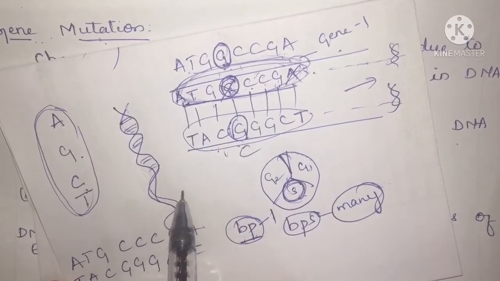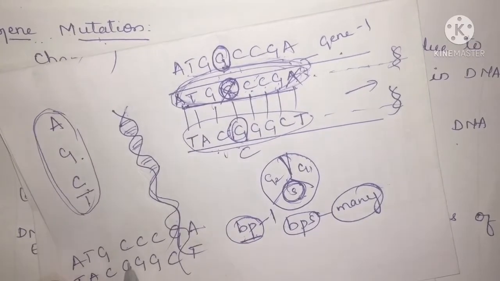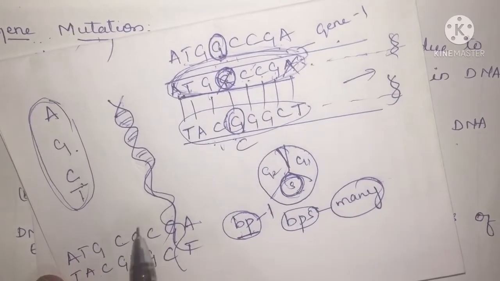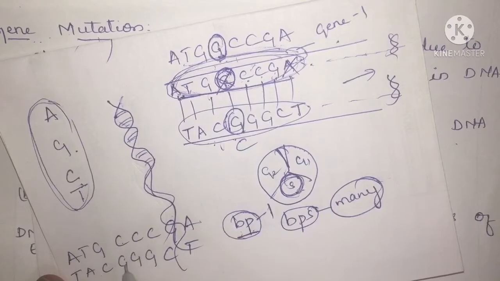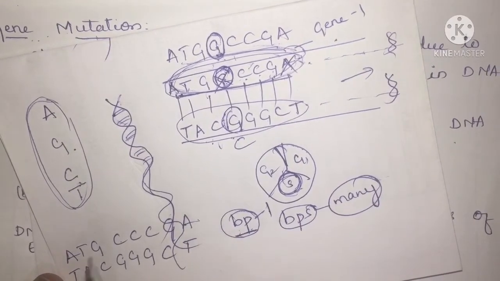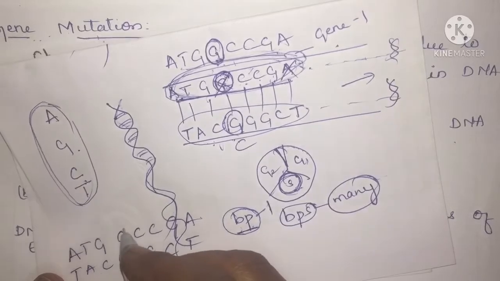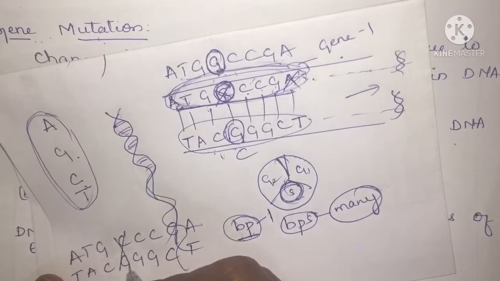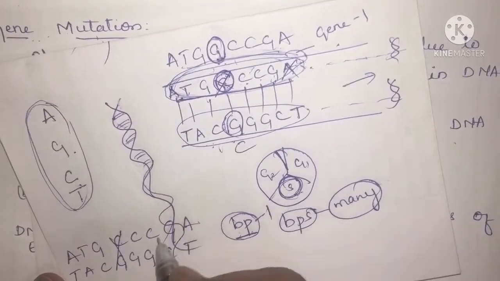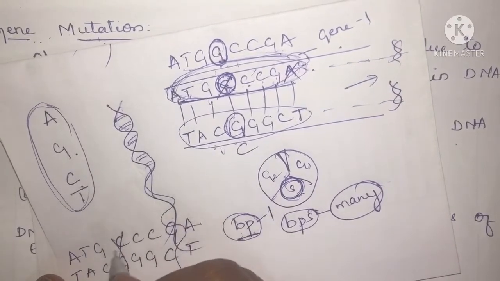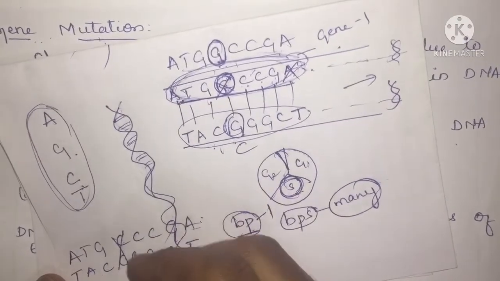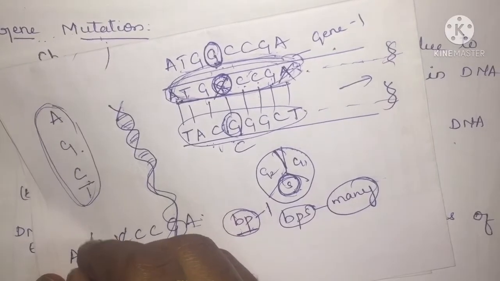Now, in what we said for point mutation, if only one base pair gets changed, we call it point mutation. If many base pairs are getting changed, we call it frame shift mutation. That might be because of deletion. It can delete a base pair or it can add one more base pair.